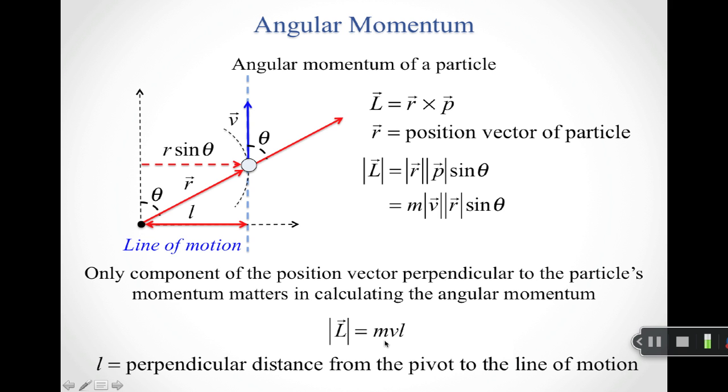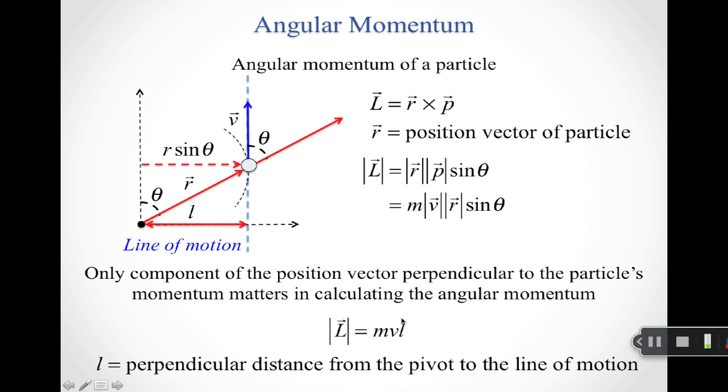And then I can think of the angular momentum as being mass times speed times this distance L, where L is defined to be the perpendicular distance from the pivot to the line of motion. So notice that L here gets me exactly the same length that r sine theta gets me. So either way of doing this calculation, they both have got to give us the same answer.